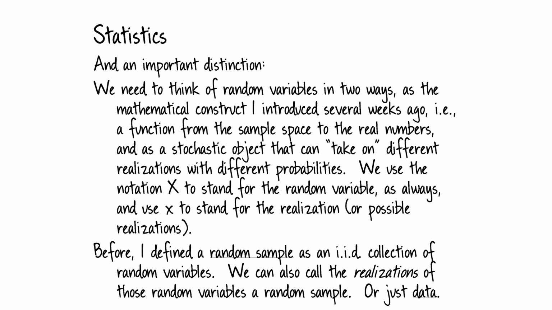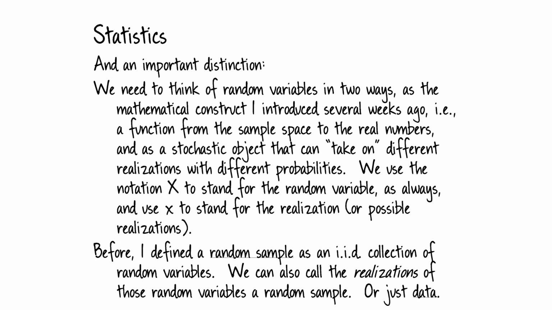I've talked about this both in this lecture and in previous lectures, but I just want to make it a little more explicit. When we're going from the discussion of probability to statistics, we really need to keep two notions of the random variable in our head simultaneously. We need to think of random variables as this mathematical construct that I introduced several weeks ago, a function from the sample space to the real numbers. And we also have to think of it as a stochastic object that can, quote, take on different realizations with different probabilities. I've been consistent throughout using the notation capital X for the random variable and little x for the realization or possible realizations of the random variable, and I'll continue using that notation.